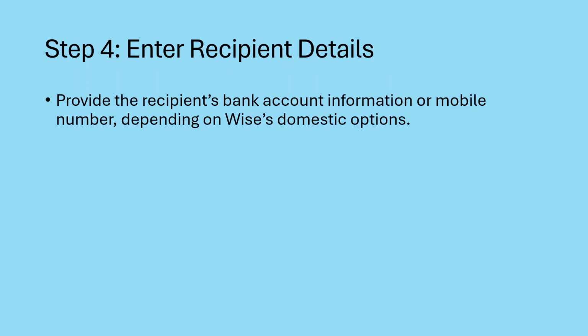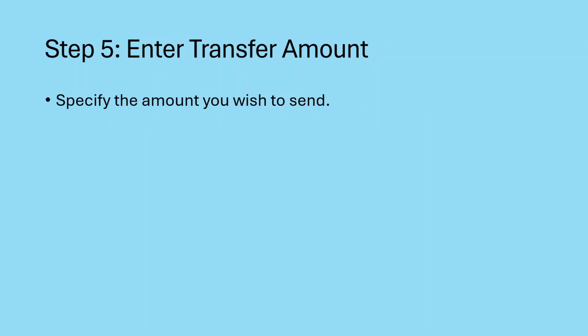Step 4. Enter recipient details. Provide the recipient's bank account information or mobile number, depending on Wise's domestic options. Step 5. Enter transfer amount. Specify the amount you wish to send. Make sure to double check.